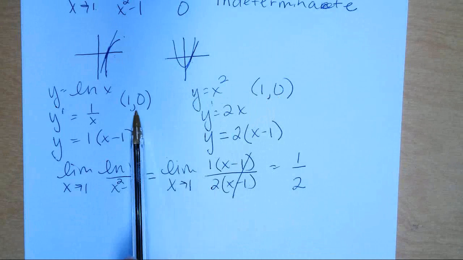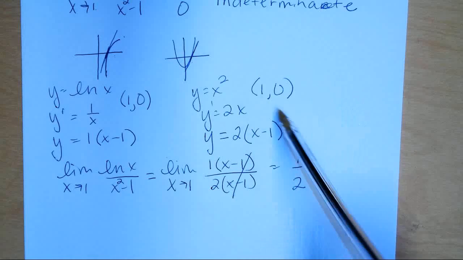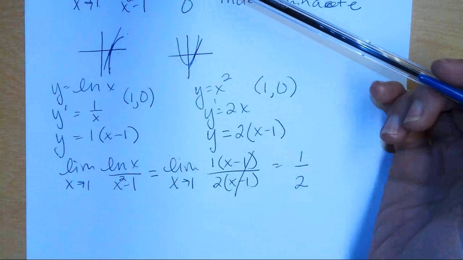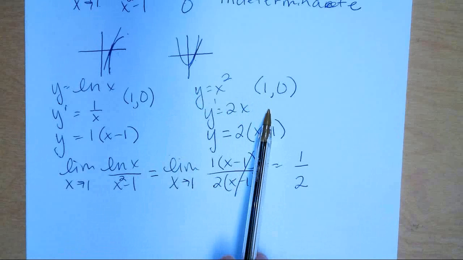Also, what do we know about this point? What do we know about the y coordinate specifically? It's always going to be 0, because that's how we got in this predicament in the first place: we got 0 over 0. So we always have the same point and the y value is always 0. Think about what that does to the equation of the tangent line.